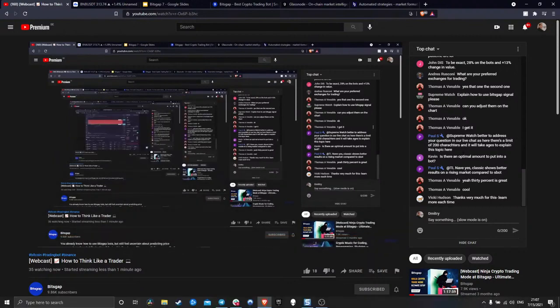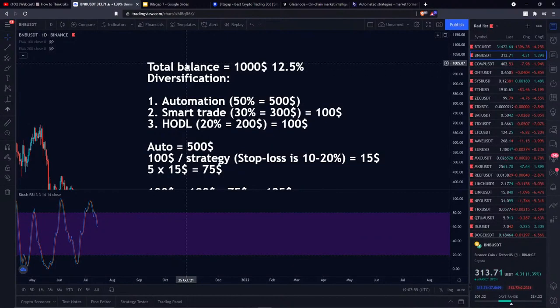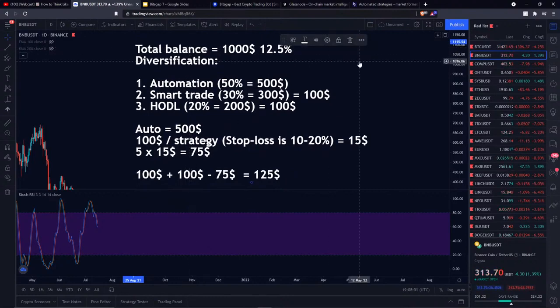Yeah, guys, I think that's pretty much it, what I wanted to share with you. Once again, to summarize, first thing, define your balance, define your diversification, and how you're going to diversify by these strategies. We got automation on Bitsgap, we got smart trade on Bitsgap, and we got hodl. So distribute your investment per each, and define how much you're going to put per each trade within this strategy. For example, $100 for each strategy in automation, so that means up to 5 bots in total, based on this calculation.